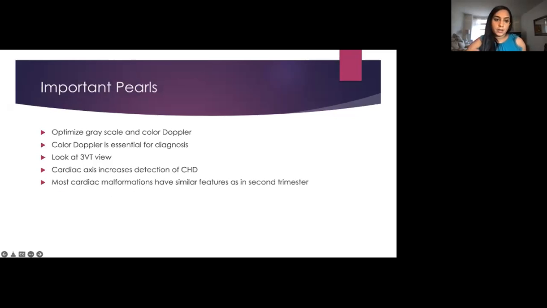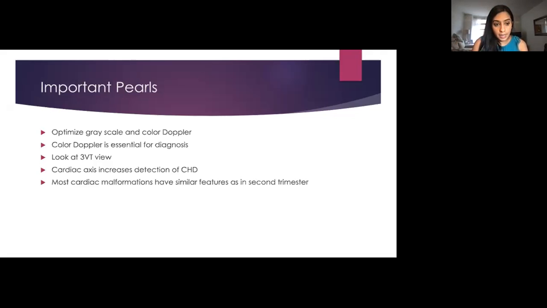So important pearls are to optimize your grayscale and color Doppler. Color Doppler is really, really important for diagnosis. The 3-vessel trachea view is very important. As you can see from a lot of the examples I showed, a lot of the time your diagnosis is coming from your 3-vessel trachea view.